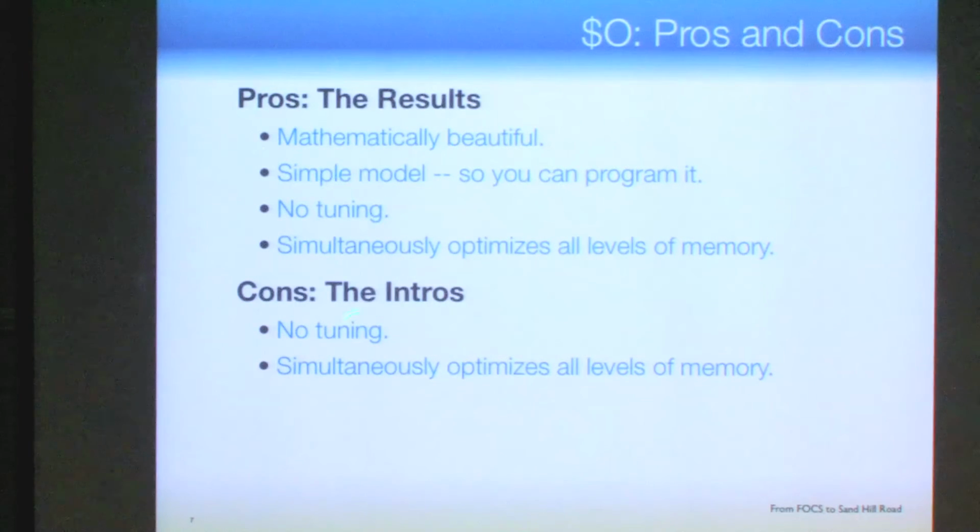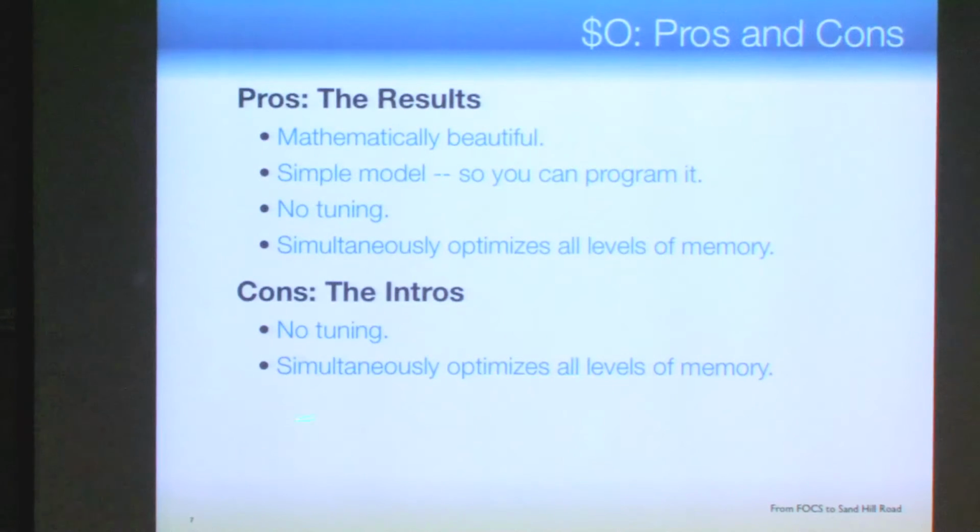The cons are the intros to the theory papers, which stress that there's no tuning and that it simultaneously optimizes all levels of memory. I wrote some of these intros, and even as I wrote them, I thought, wow. I had just been at Google, and I know these really great programmers, and I said, you'd only lose a constant factor, but you don't have to tune. They would be skeptical, to say the least, of the importance. It's like, how bad can tuning possibly be?